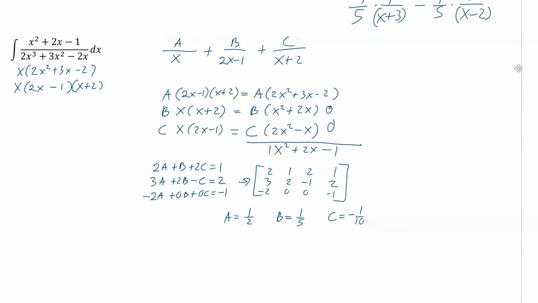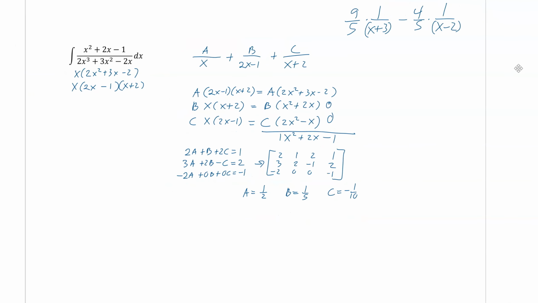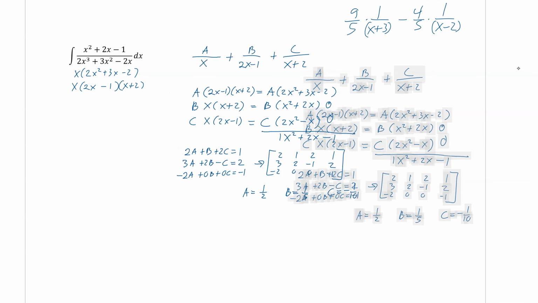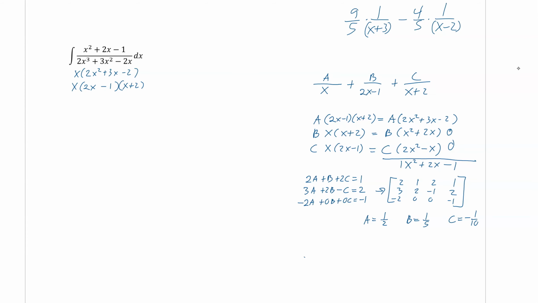So now we know what our fraction is, so we can actually write it over here. I'm going to move this stuff over to get out of the way, and now we can rewrite it. So again, we're going to write integral, and our A here is 1/2. So our first fraction would be 1/2 times 1 over x plus 1/5 times 1 over 2x minus 1, minus, sorry, in this case minus 1/10 times 1 over x plus 2. And now we've broken it up so we can use our natural log.